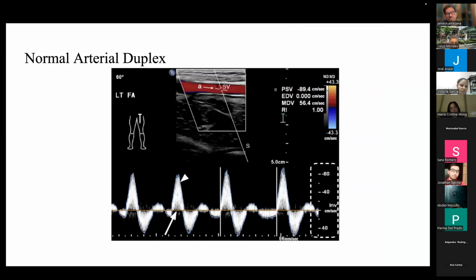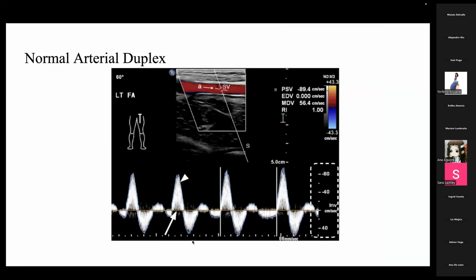CT angios are probably a little bit more. Normal arterial duplex examination, you can see here, just like the Doppler analysis of waveform, it has the same characteristics, right? It's multiphasic. It goes below the baseline, creating a retrograde diastolic flow. And this is what you see normally.